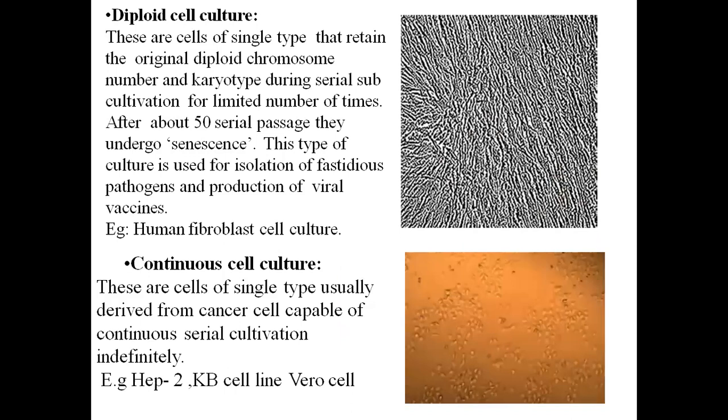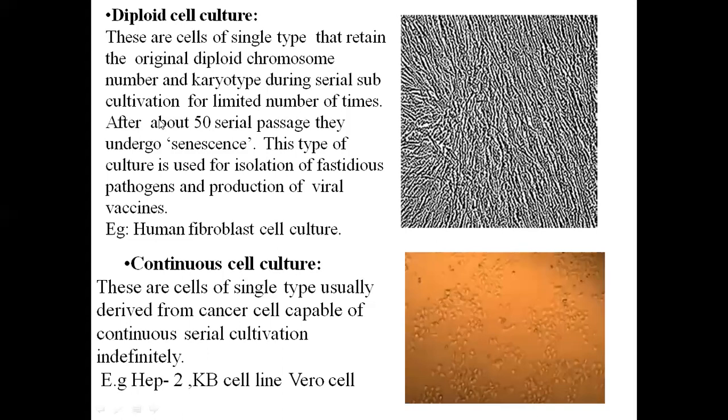Next is the diploid cell culture. These are cells of single type of cell culture that retain the original diploid chromosome number and karyotype during serial subcultivation for a limited number of times. Say, for example, a single type of cell, if it is a kidney cell that is taken, it is once again serially cultivated, serially grown, so that the same chromosome present in the cell will be repeated.